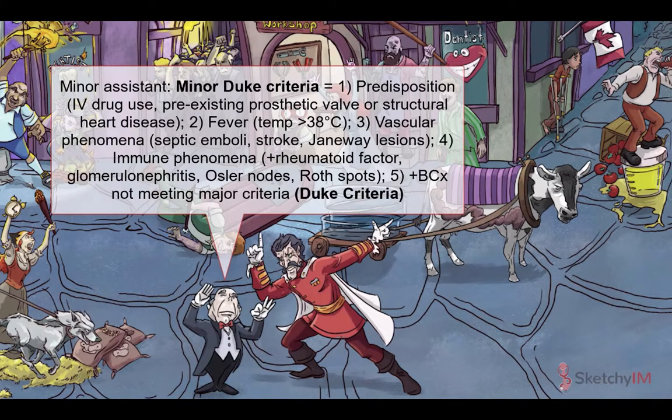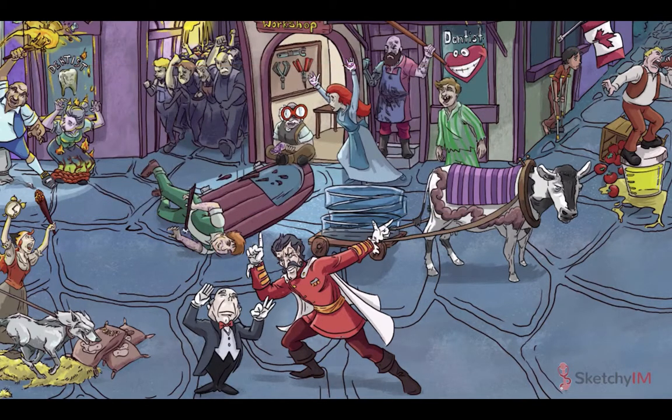Evidence for septic emboli, such as PE, stroke, or Janeway lesions. Evidence of immune complex deposition, such as Osler nodes, Roth spots, glomerulonephritis, or a positive rheumatoid factor. And positive blood cultures that don't meet the major criteria for sustained bacteremia. Those are the criteria. Now here's how you use them.